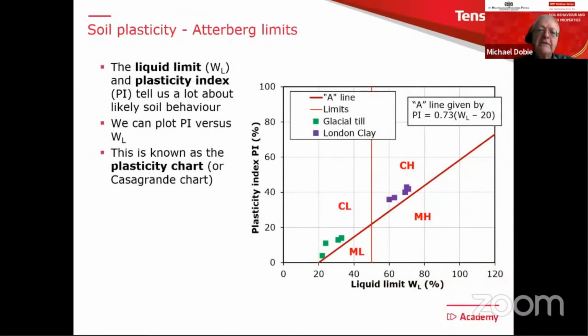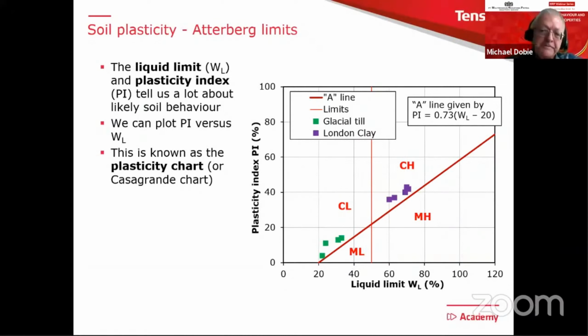The way we normally summarize these Atterberg limits is to plot them on what we call a plasticity chart, or a Casagrande chart, where we plot the plasticity index versus the liquid limit. And then we have this rather well-known line called the A line, which is the inclined line on the graph there. And I've shown here two test results actually from the United Kingdom, a glacial till and London clay.